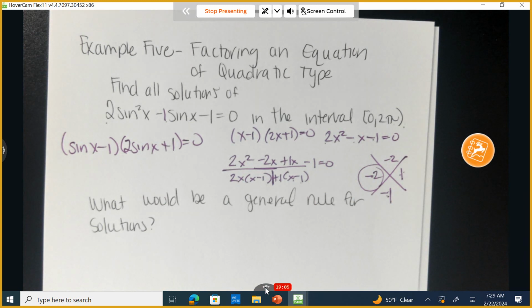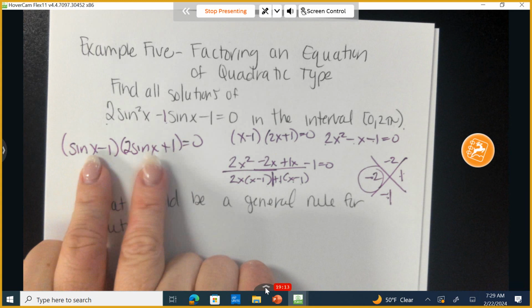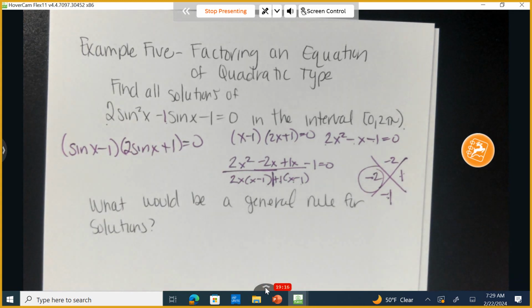Please take each one of those factors or parentheses, set it equal to 0, and solve. Go. Now, while you're doing that on your own, I do want to remind you we're working with the sine. So we're looking for solutions from 0 to 2 pi, and our range of answers has to lie from -1 up to +1.